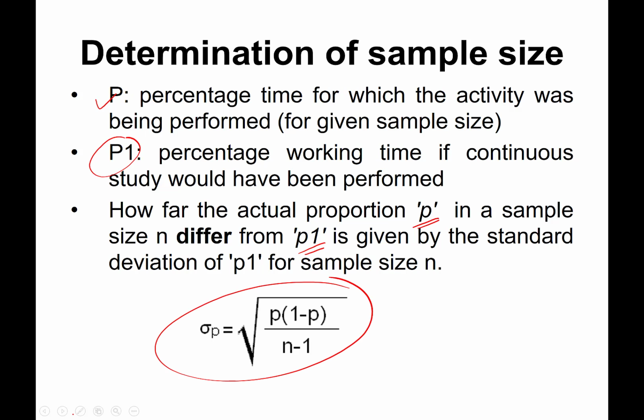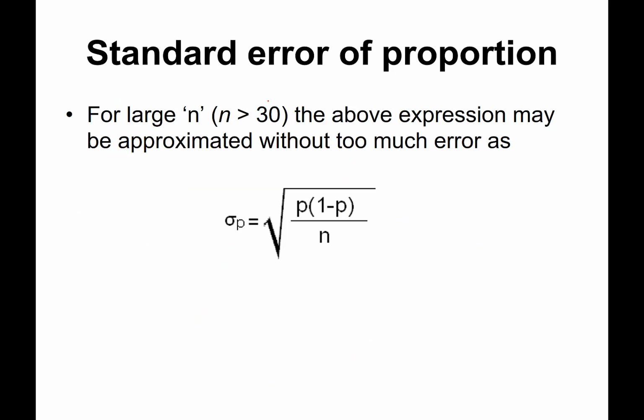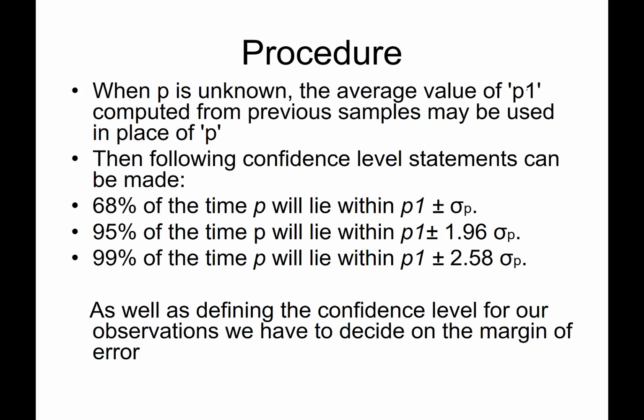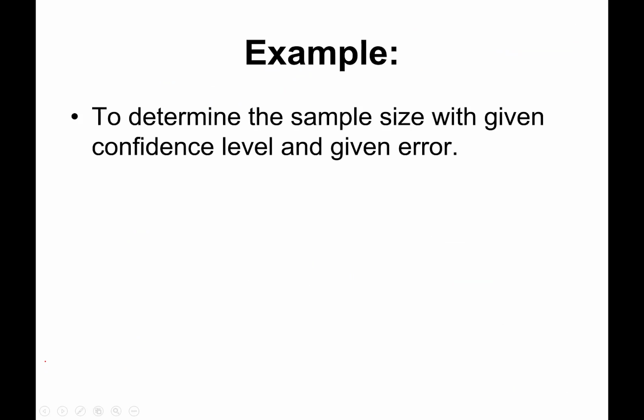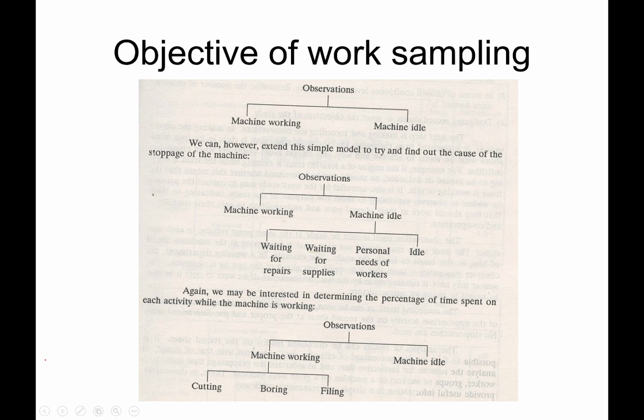I have already talked about this. When the sample size is more, then it is updated. And when the p value is completely unknown, then we start from somewhere, and based on the requirement of the confidence level, the different coefficient values are used, as I said earlier. Then this formula is used for determining the number of observations desired based on the confidence level and the error or accuracy required. P is the occurrence percentage, and N is the number of observations being done. The example I have already talked about, so that's it from this side. Now how to do it and what is done basically.